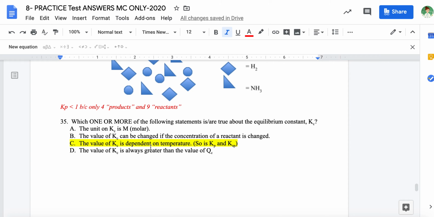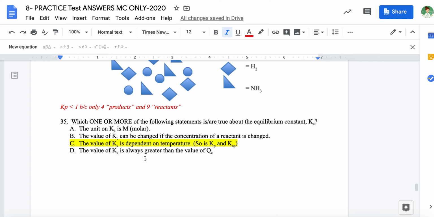35 is just a little bit about the equilibrium constant. What do you know is true about the equilibrium constant? Again, the equilibrium constant doesn't have any units, which is why A cannot be true. It doesn't change if concentration changes, but it is temperature dependent. That's the key idea there.